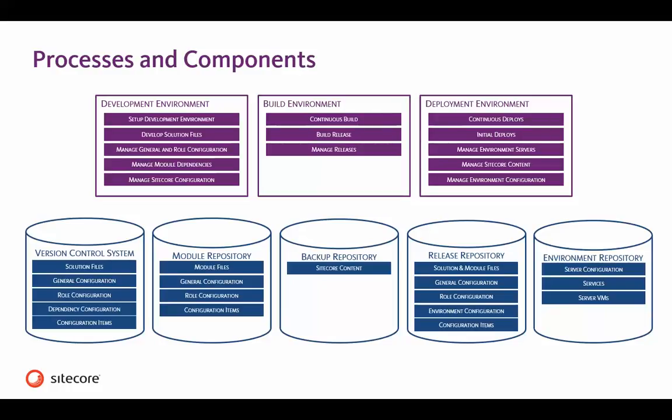We'll have a release repository, so this is where we put the releases before they go onto the different environments, and where we have the versioning of the different releases. And finally, we will have an environment repository. So we could have VMs, configuration on the servers, and things like that. So any kind of files or assets that allow us to set up a new environment.